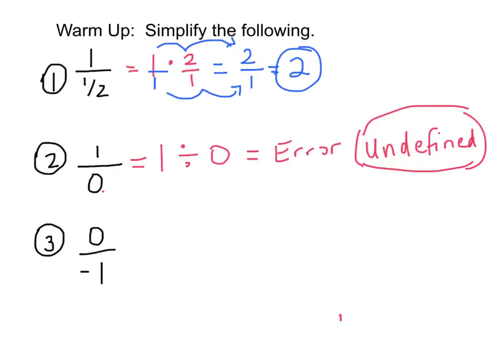Now, if 0 is on top, like in number 3, 0 divided by -1, type that in your calculator. 0 divided by -1, and it will say 0. That is an answer. That's not undefined. 0. Remember, if you're in doubt, type it in the calculator. Top divided by bottom.